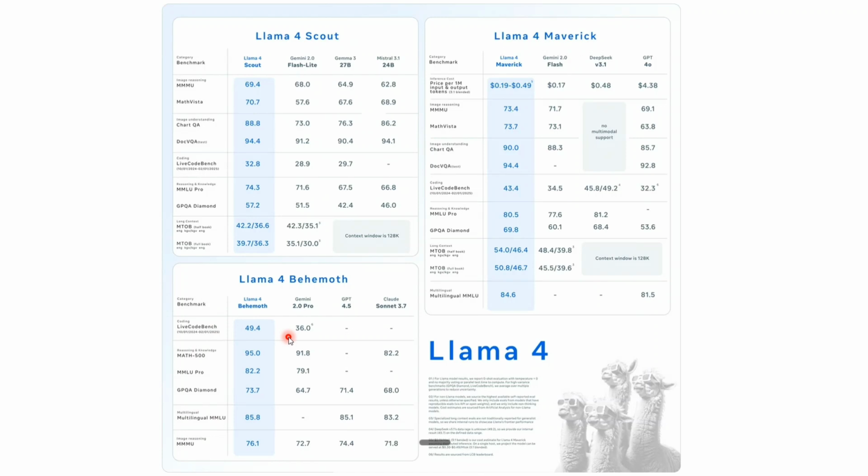And of these three models, Scout and Maverick are open source for now. You can go to Hugging Face. I have already covered a video on how to use this model and where to get the free API from OpenRouter. I hope you try out the models.